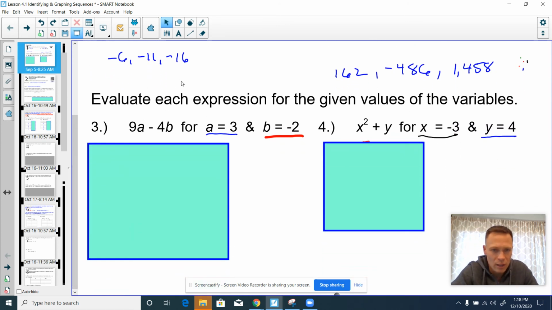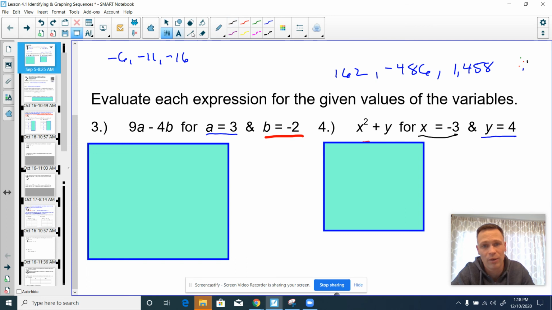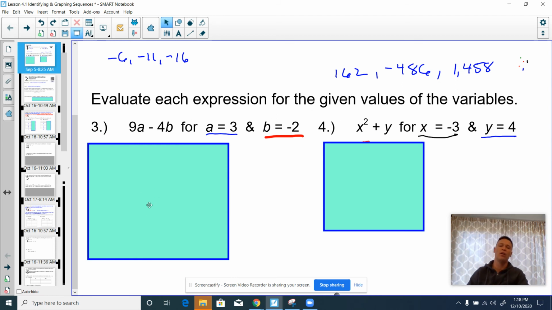All right, so kind of an intro to our sequences here. Another thing we're going to be doing quite a bit still is evaluating. This is something we've done way back earlier in the year, and so it shouldn't be too difficult to do. All we're doing is taking the values for A and B, substituting them into our expression. So let's evaluate each expression for the given values of the variables. Variables are A and B.